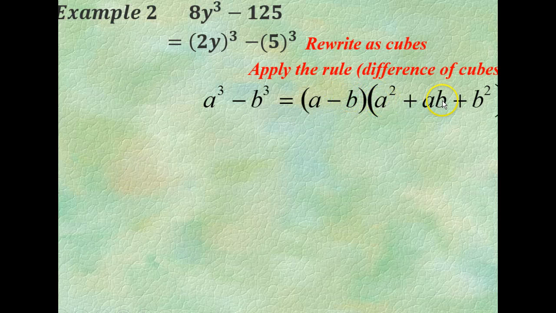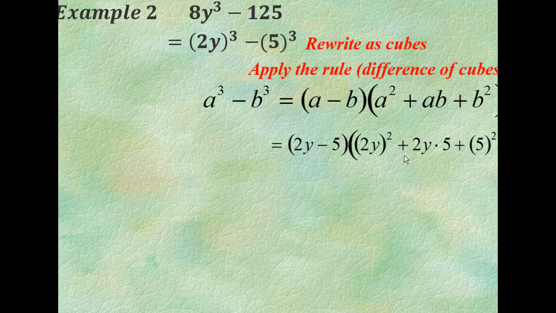The 2y there, 2y, 5, 5. Okay, so it looks like this. And in this step, I literally substitute in a 2y, substitute in a 5. Substitute 2y, substitute 2y, substitute 5, substitute 5.